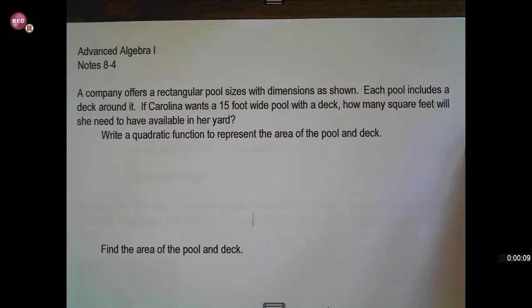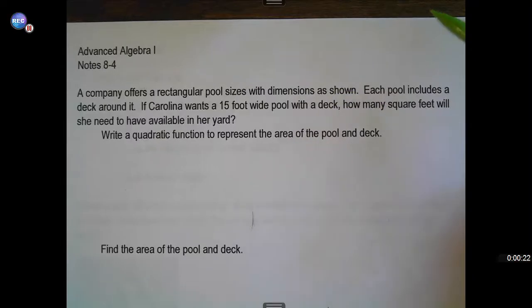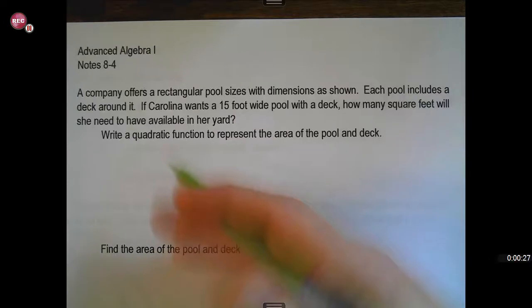This is obviously Advanced Algebra 1 notes for Topic 8, Section 4. A company offers a rectangular pool, with sizes and dimensions as shown. I don't have that shown, but I will.